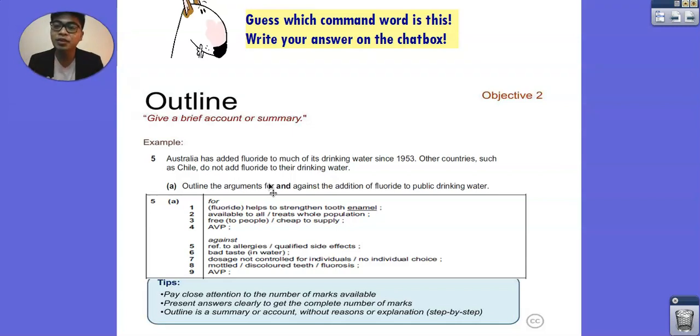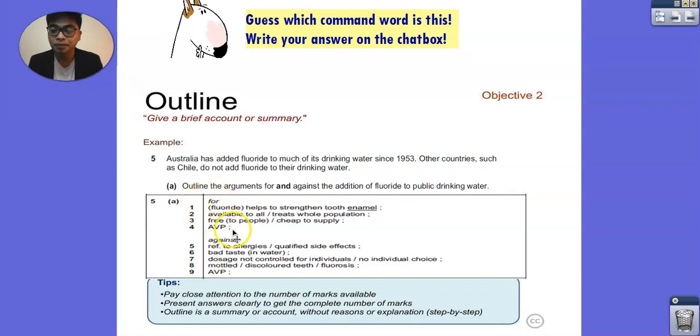If it asks you to put it in order, you need to put the outline in correct order. However, if it doesn't ask you to put it in order, you can put it randomly, but make sure that the thought is organized. So you can pause the video right now and just read how it's being done in here.